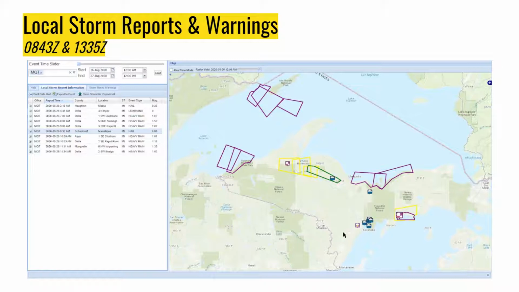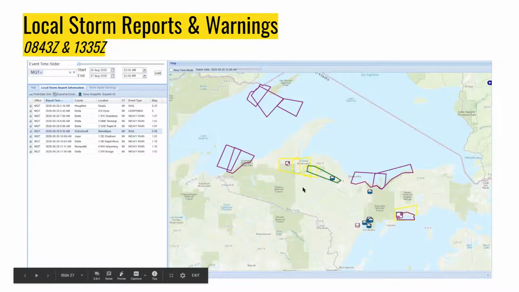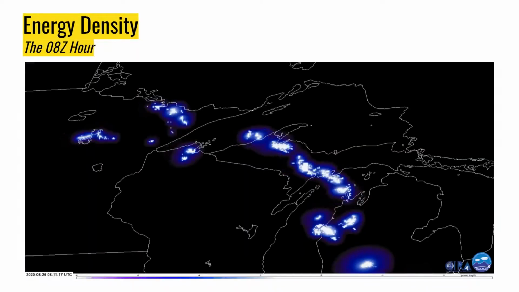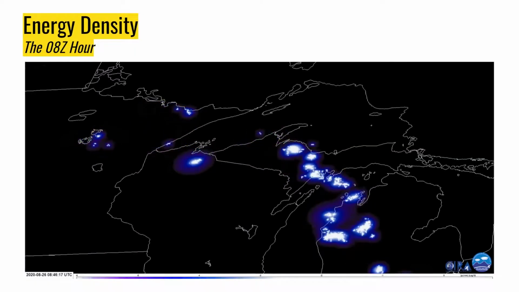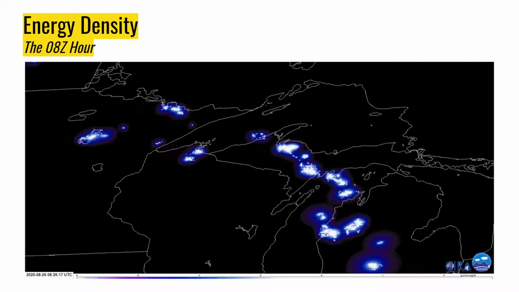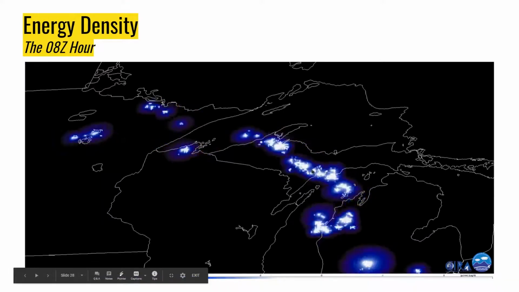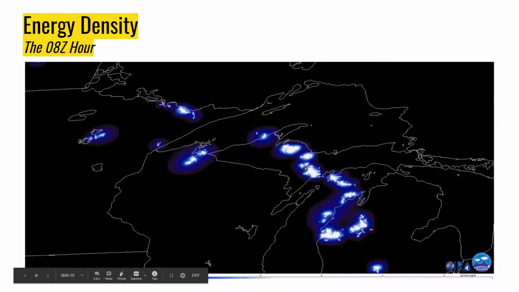And so I did want to take a look at the lightning data to see what we could have potentially done from a messaging standpoint, maybe just said that there's an excessive amount of lightning in the area, or whatever the case may be, but I still wanted to take a look at it. And so this is the energy density product, and this is courtesy of Sierra. And you can definitely see that there was quite a bit of lightning activity in the area during the 8Z hour.